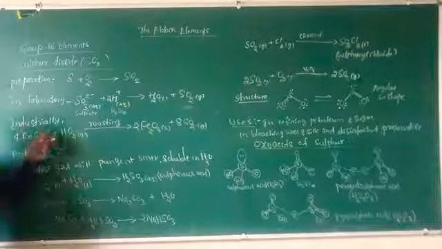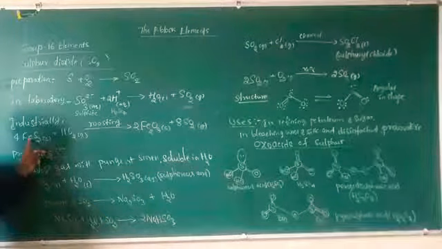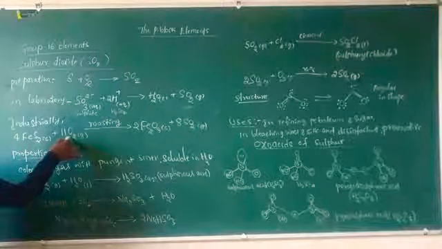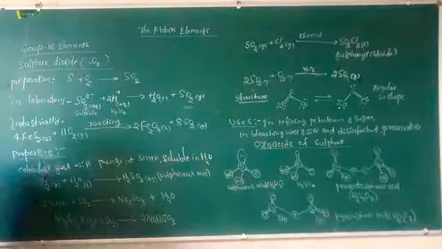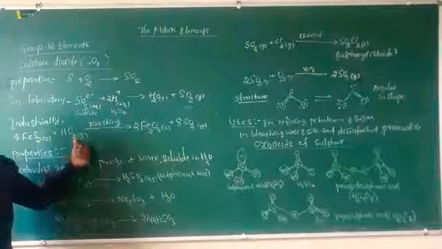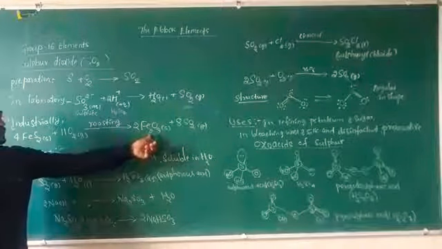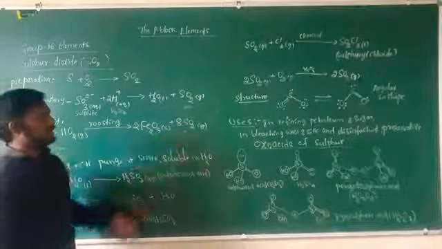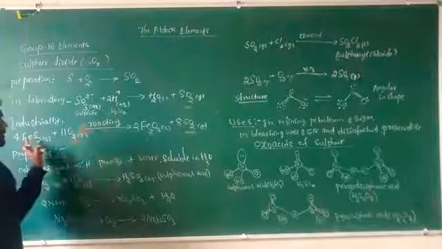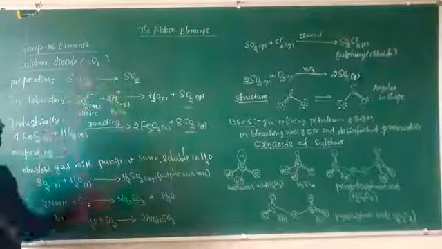In the industrial method, sulfur dioxide is prepared from iron pyrites, FeS2, reacted with oxygen. This is called the roasting process. Heating of the ore in the presence of oxygen is called roasting. Oxidation gives Fe2O3 plus 8SO2. These are three methods to prepare sulfur dioxide.